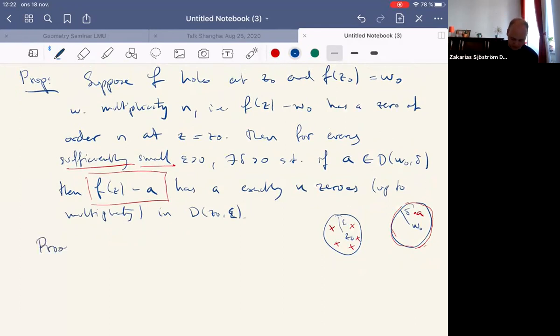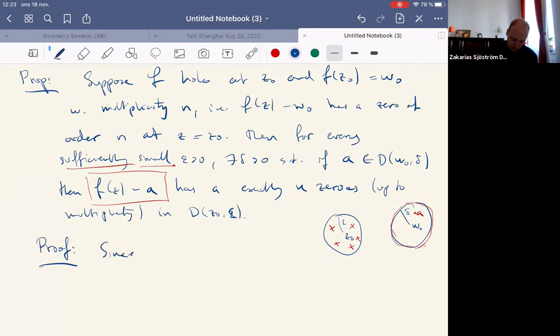And this is, again, in total contrast to real variables. And you'll see that in the proof, we use the argument principle, or we use winding numbers. And all of this is, of course, very special for the setting with holomorphic functions.